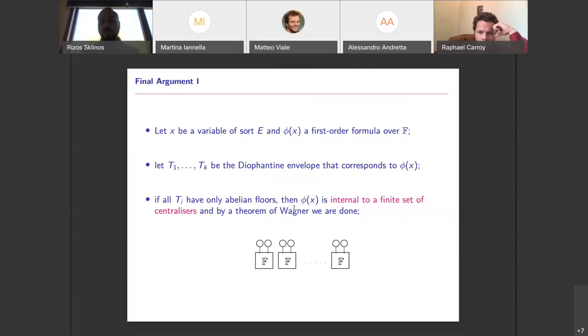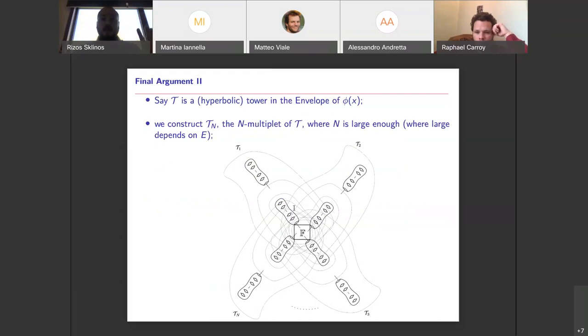So I can restrict myself to the case where I have at least one surface floor in the construction of one of the towers of the envelope of phi of x. Once I have one such surface, I'm going to construct a multiplet that would correspond to the n summands of the formula. N again depends on the equivalence relation. So it's highly important here that it's uniformly bounded. Otherwise, I wouldn't be able to decide this n. And I get this tower as a multiplet of towers. So I keep sticking the same surface floors and abelian floors in the same way multiple times. This corresponds to moving en plus 1 to en plus 2 to en plus 3 to en. So this is exactly the construction, but for towers.